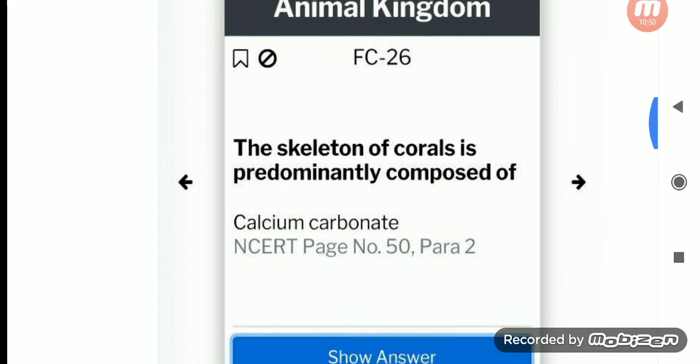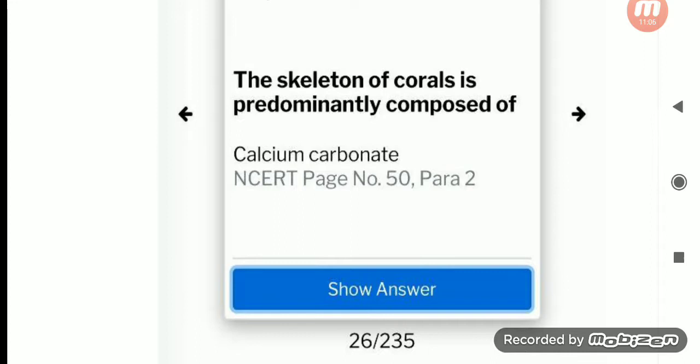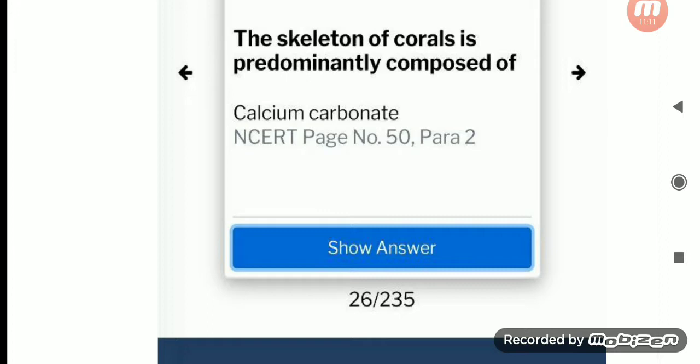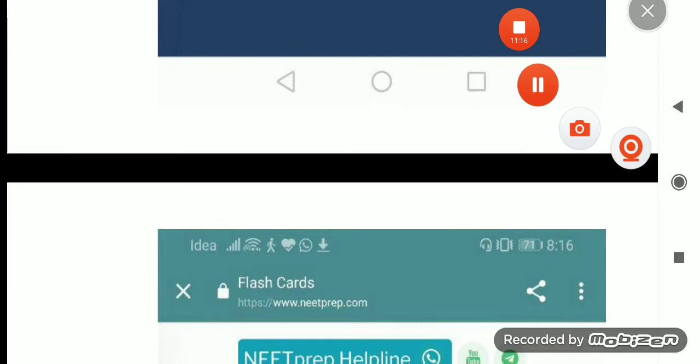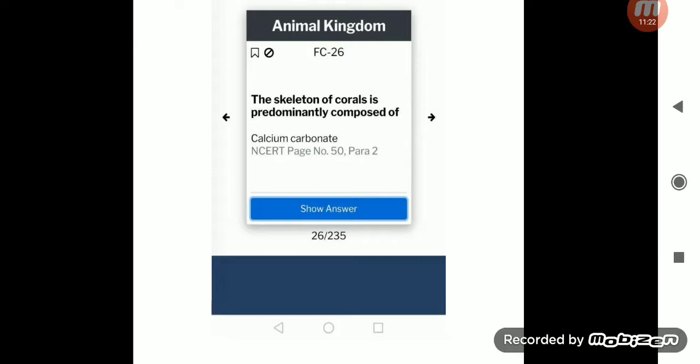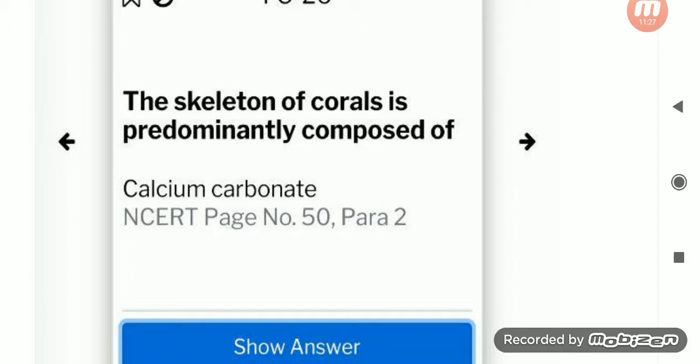The skeleton of corals is predominantly composed of calcium carbonate.